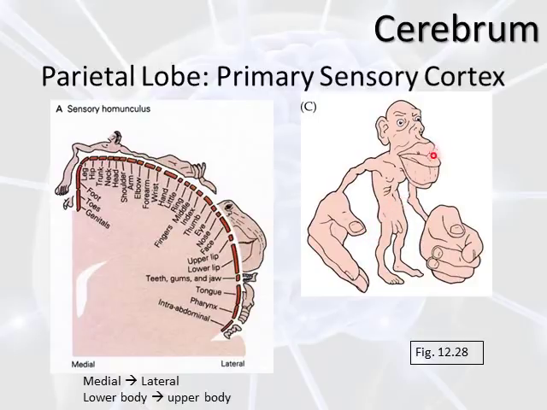So this is showing that the lips are much more sensitive than the upper arm, whereas the fingers are much more sensitive than the toes. And so the size of the region here is showing how sensitive it is. This is called a sensory homunculus.